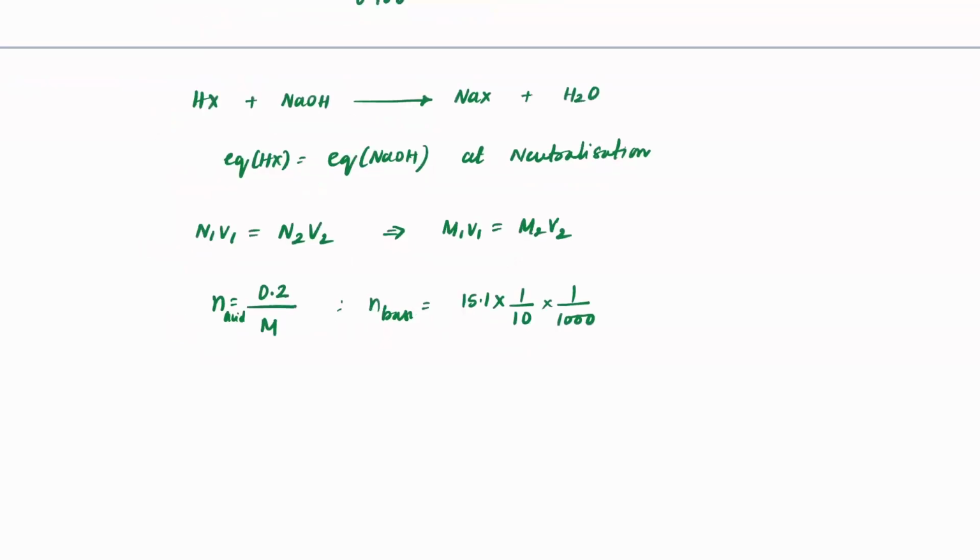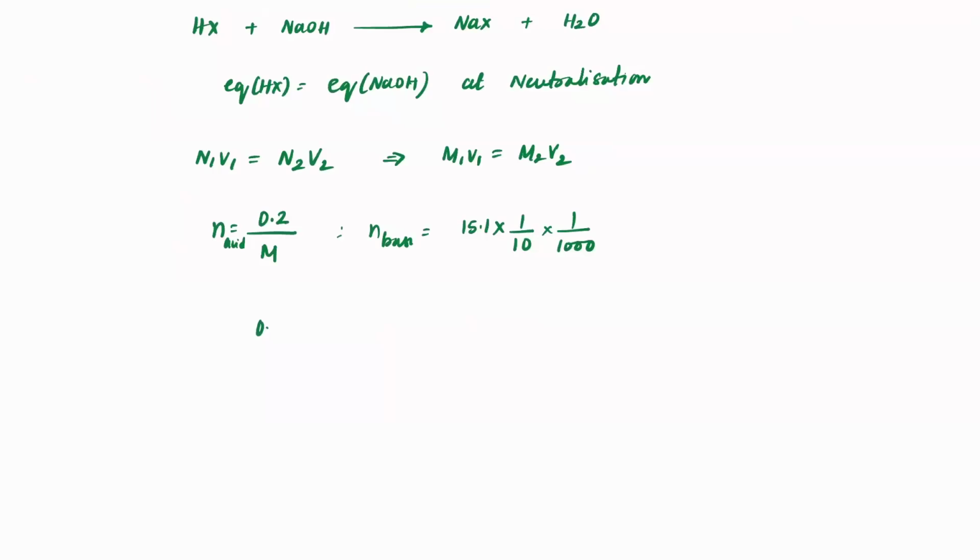Now equate these two. So 0.2 by M is equal to 15.1 divided by 10 into 1000 here, correct? So from here, if I take M, which is equal to 2000 divided by 15.1, correct?